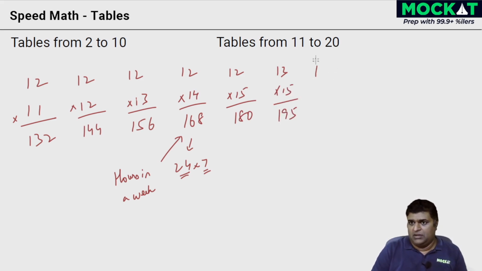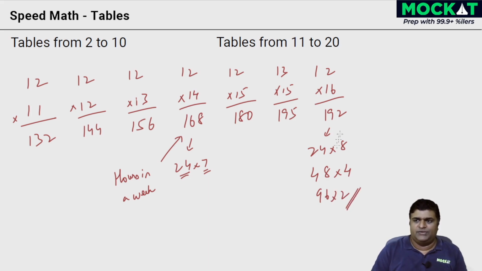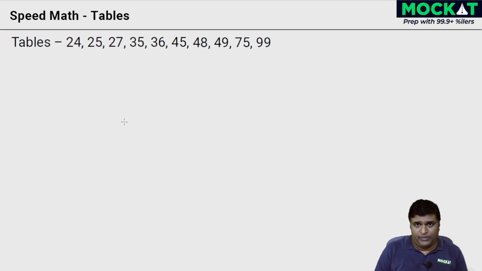Then 12 into 16, I'll leave that to you, that's optional, it's 192. This is also an interesting number because it's 24 into 8, or 48 into 4, or 96 into 2. So it's quite an interesting number, 192. If you can hard memorize these as well, that's going to be quite useful for you in the exam.